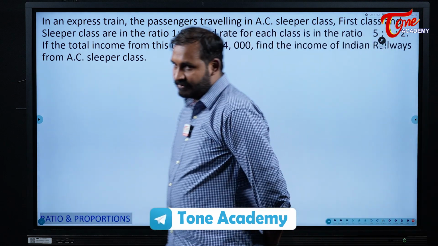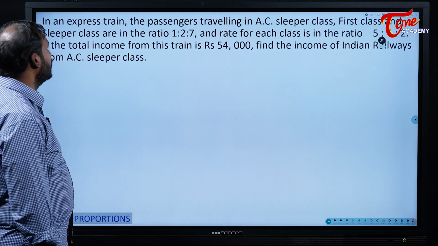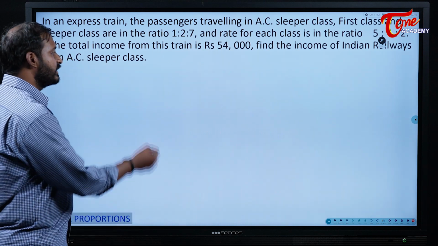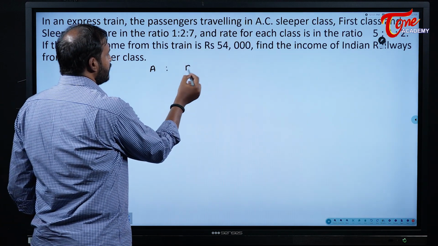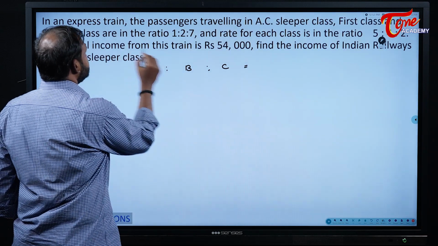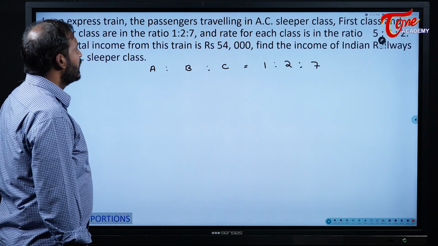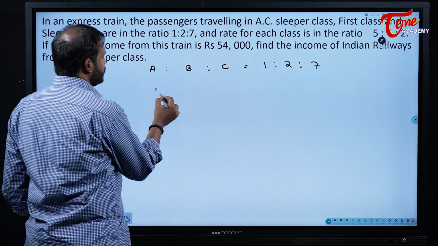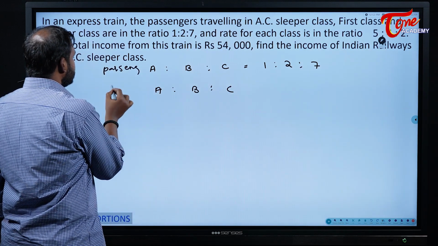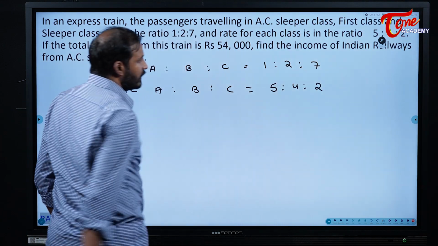In an express train, similar one, the passengers traveling in AC sleeper, first class and sleeper class are in the ratio 1:2:7. Okay, 3 categories. To avoid the confusion, I will take them as A, B, C. The passengers ratio is 1:2:7, similar to our number of coins. And the rate of each, that is the fares ratio. This is passengers and this is fare. The fares ratio they have given me is 5:4:2.